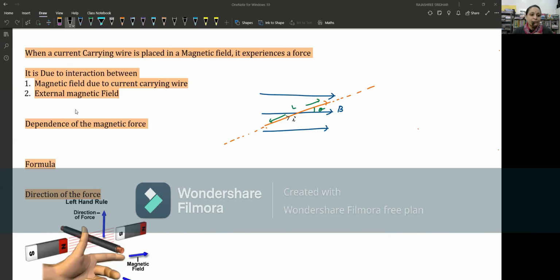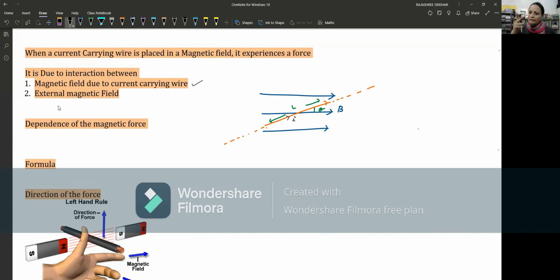Okay, so let me show you. I'm sharing my screen. We know that there is a force. As I already told you, how much, in which direction, and why are the questions, right? First we will study why it happens. This force is happening because of the interaction between the magnetic field produced by the current carrying wire and the external magnetic field.